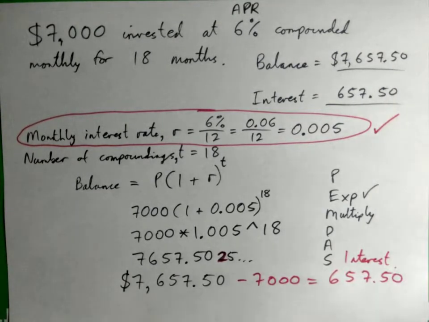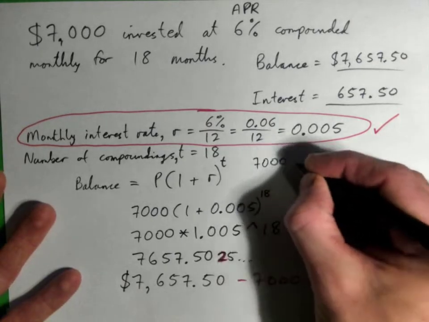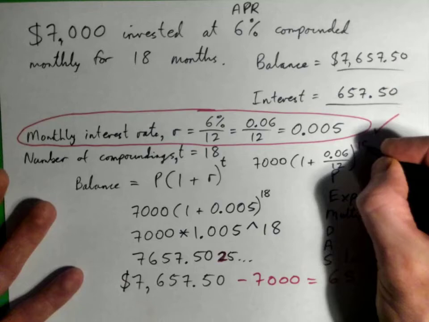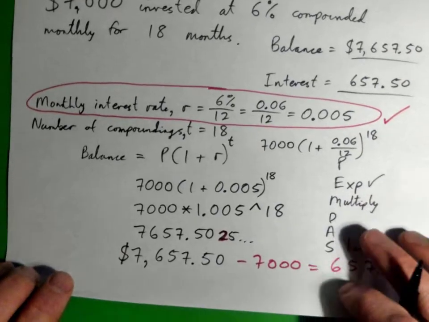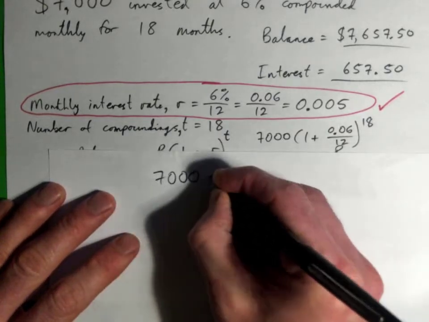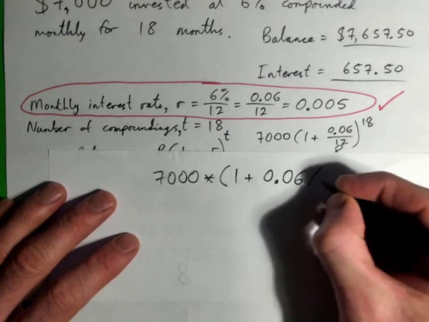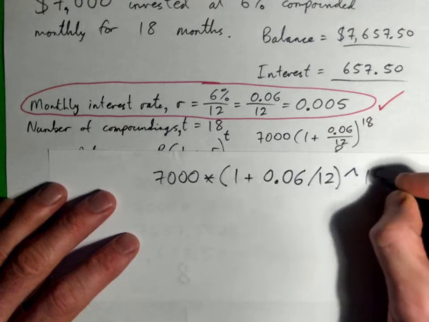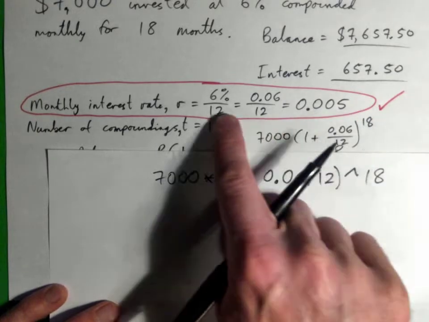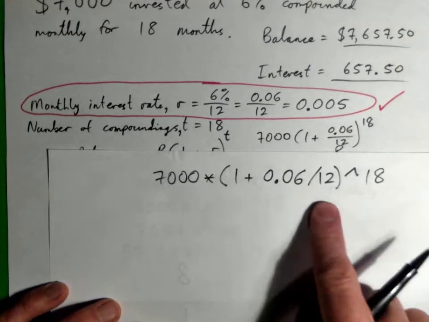Other ways of doing this, some students like to do it all in one go. Like they could do 7,000 times a 1 plus 0.06 over 12 type deal to the power of 18, right? And that looks like this in a calculator, by the way. You can do 7,000 star, parenthesis, 1 plus 0.06 over 12 to the power of 18. So that's doing it all in one go without getting the 0.005, right? Because not all monthly interest rates are going to be nice like that. Some of them have decimals that go on forever. So doing it this way works.